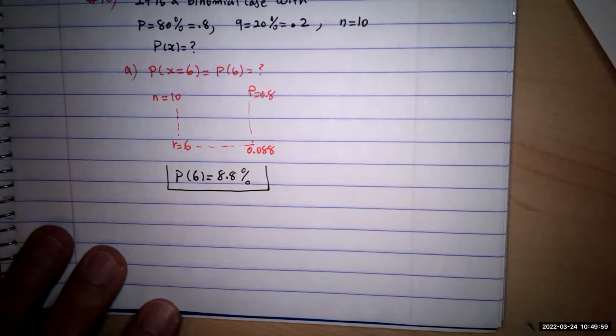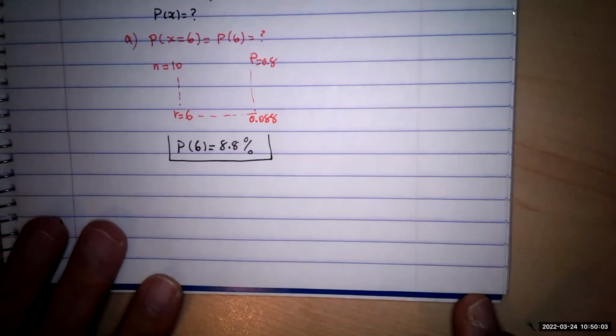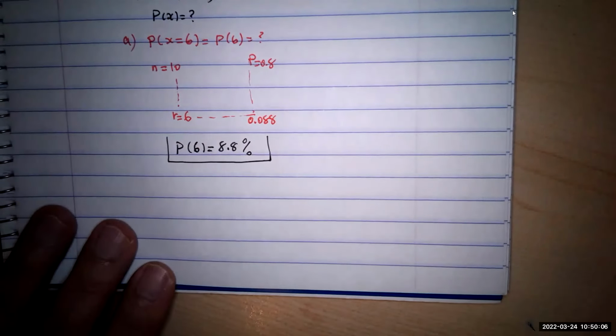So quickly we can check it. Get a copy of your table if you want to use it. And if you want to prepare your calculator, make sure your calculator is ready. That's the first part of the question.